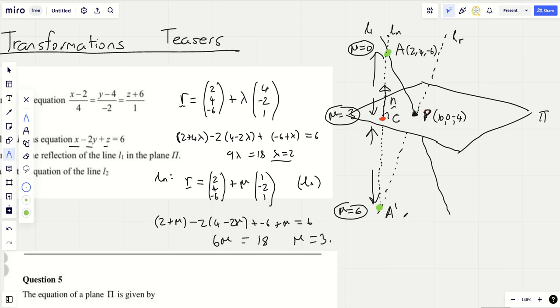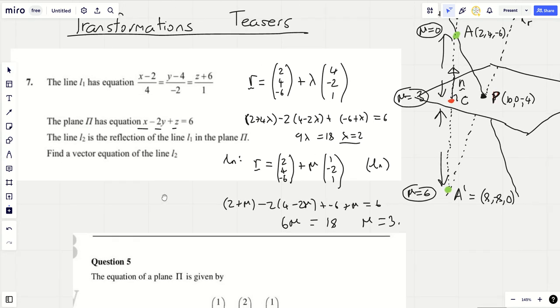And so A dash I can now write down. If I just sub in mu equals 6 into this equation, I can see that A dash is going to be 2 plus 6, 8. 4 minus 12, minus 8. And then lastly, minus 6 plus 6, that's 0. Yeah? And so that's it. I've found A dash. Now I've almost finished.